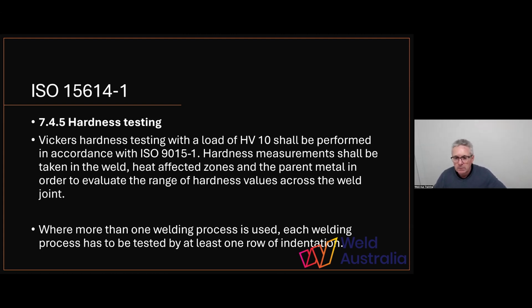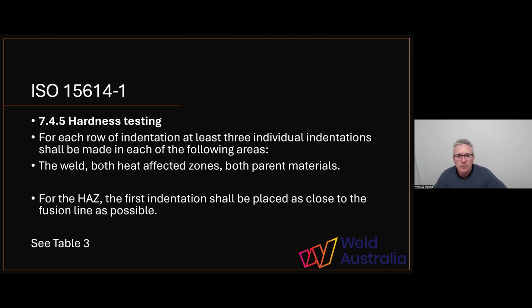Hardness testing again, each row of indentation, at least 3 individual indentations shall be made in each of the following areas: weld metal, heat affected zone, and parent metal. So say both heat affected zones. So if we've got a butt weld, it's going to be on either side. For the heat affected zone, the first indentation shall be placed as close to the fusion line as possible.